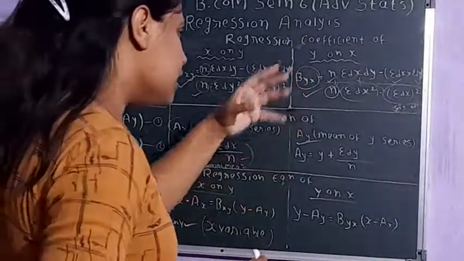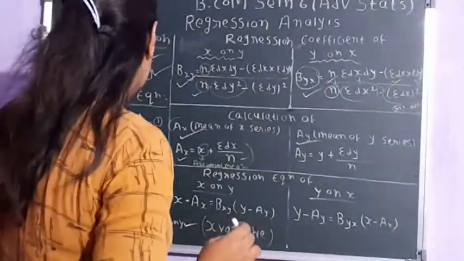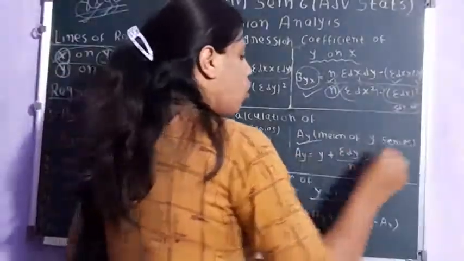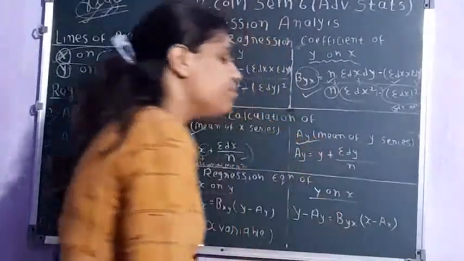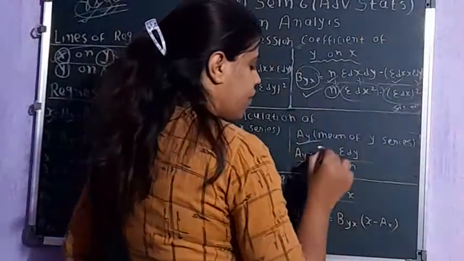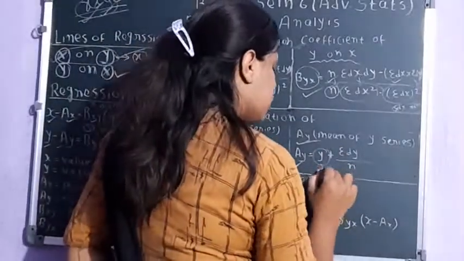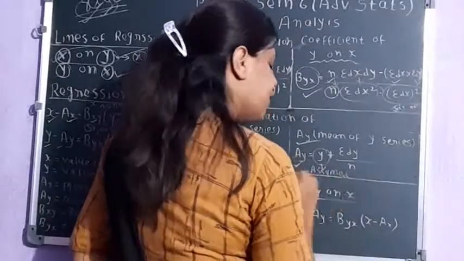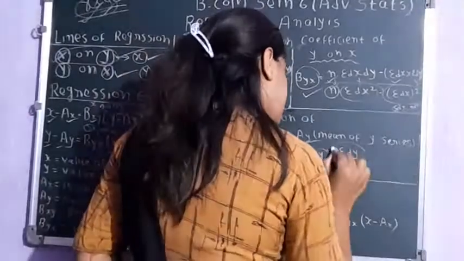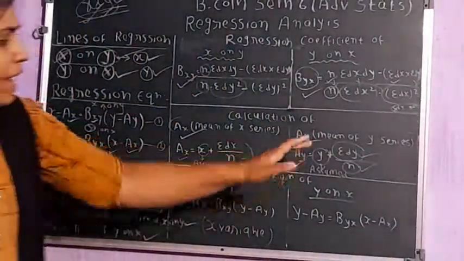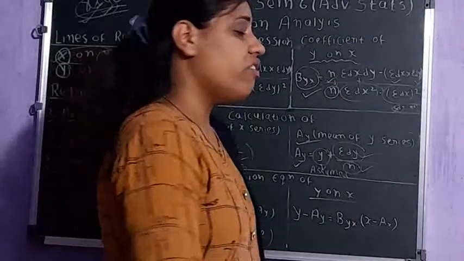After that, what is the other requirement for the regression equation of y on x? It is the mean of the y series. How do we calculate the mean of the y series? With the help of this formula, where ay refers to the mean of the y series, y refers to the assumed mean that we have taken from the y series to calculate deviations. Summation dy refers to the summation of the dy column, and n refers to the number of observations. By applying this formula, we can calculate the mean of the y series.